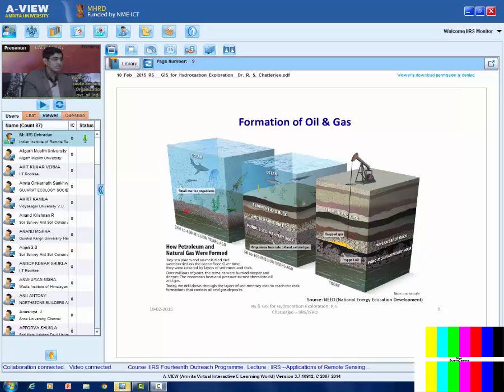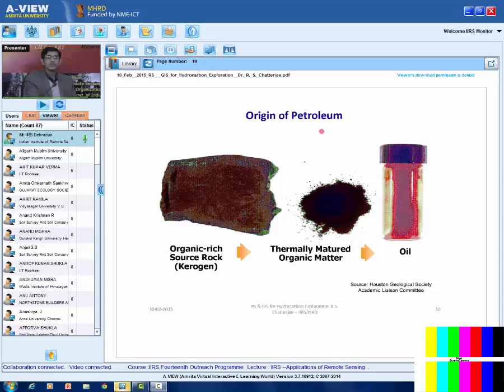So that is why sealing is required. So we will discuss those things and how remote sensing can help to prospect, that also we will discuss. Now this is the origin of petroleum.